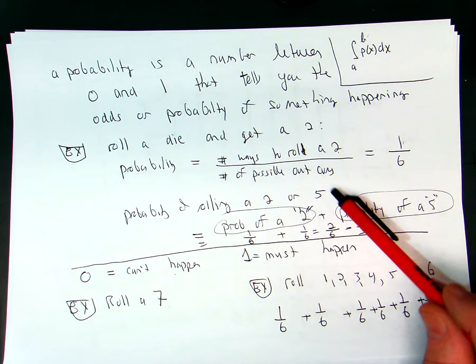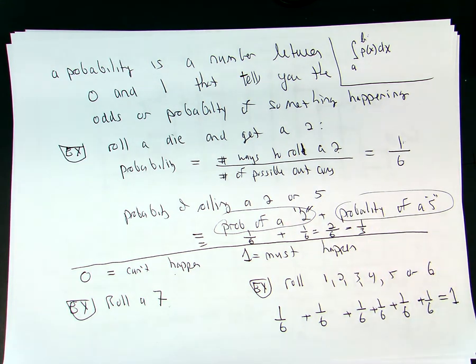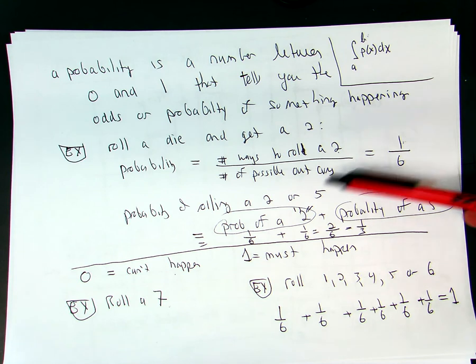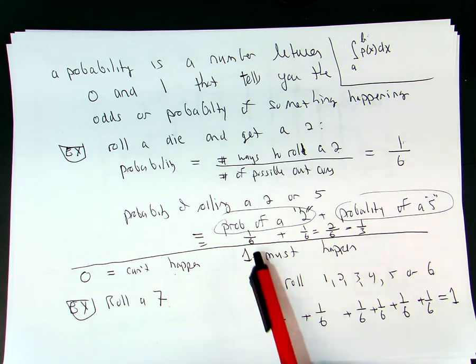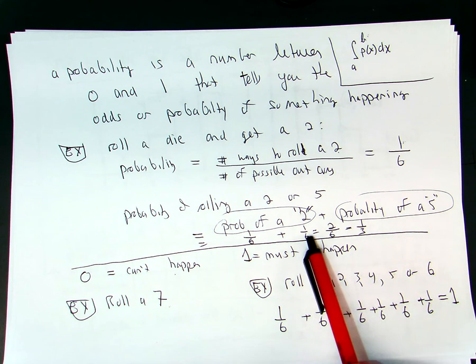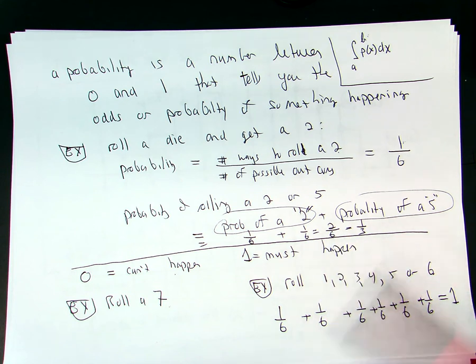How about a 2 or a 5? I'm going to roll, and I want to know my odds of getting either a 2 or a 5. Well, I add the probabilities for each. 1/6 for rolling a 2, and the probability of a 5 is 1/6, so I add them together: 2/6 or 1/3. In other words, if I roll a die, I'm going to have a 1 in 3 chance of getting a 2 or a 5.